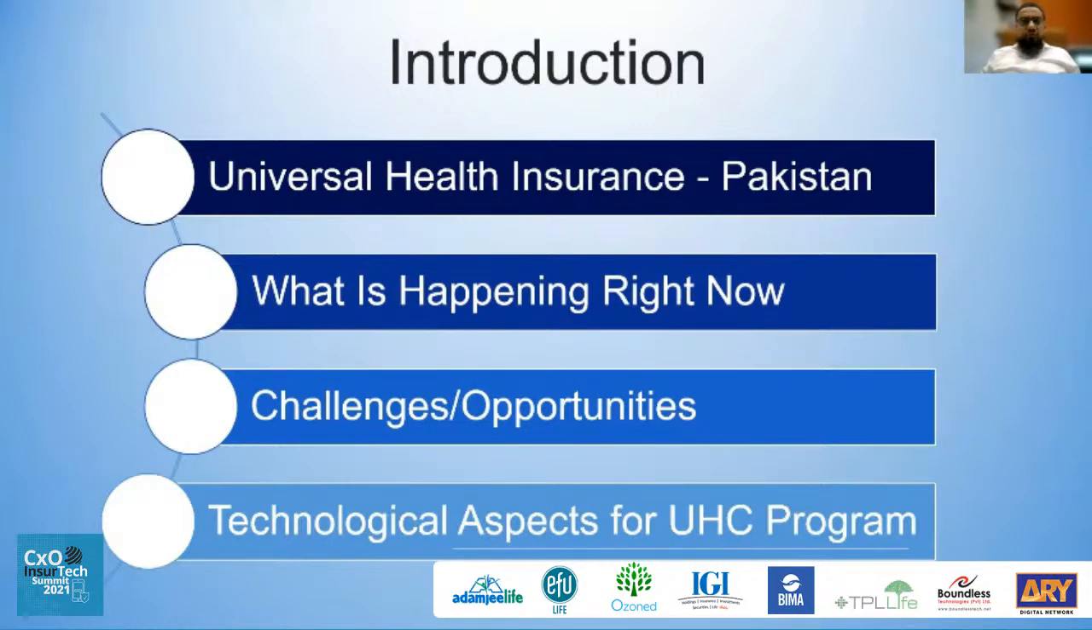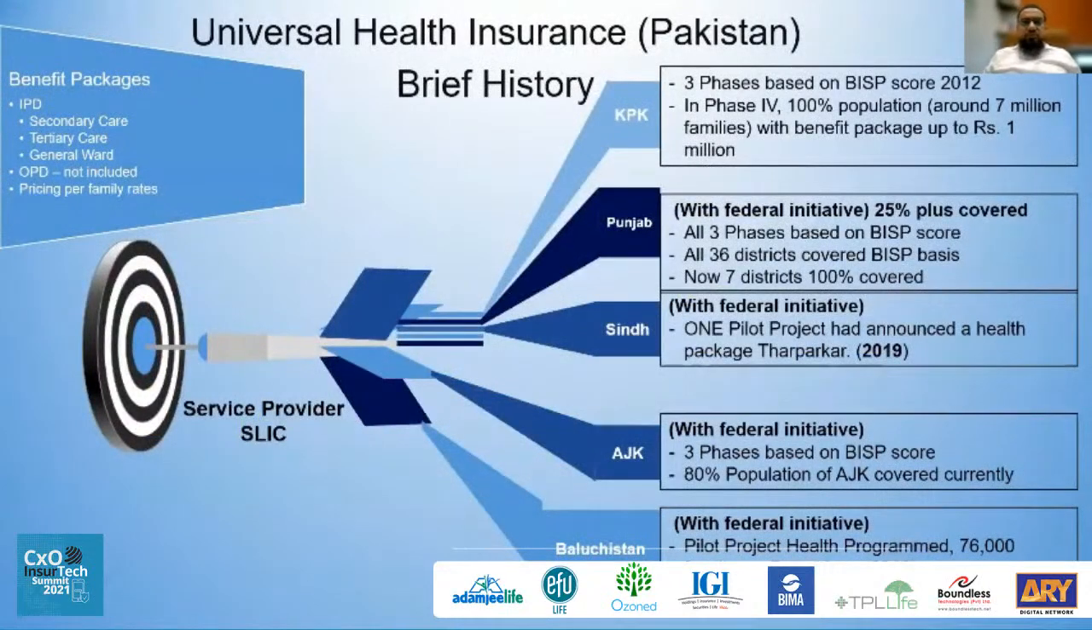So first I take you to the historical universal health insurance. Primarily, this product is based on IPD, meaning only hospitalization is covered, no OPD is covered. The plan is based on secondary and tertiary care, and only the general ward is covered. From the start, all public and private hospitals are covered in this scheme. This is the high level structure. The limits are variable in different provinces of Pakistan.